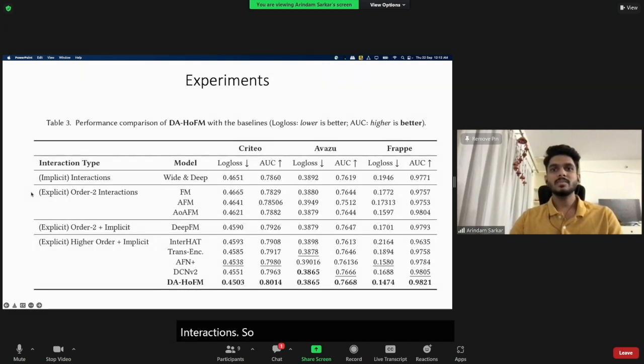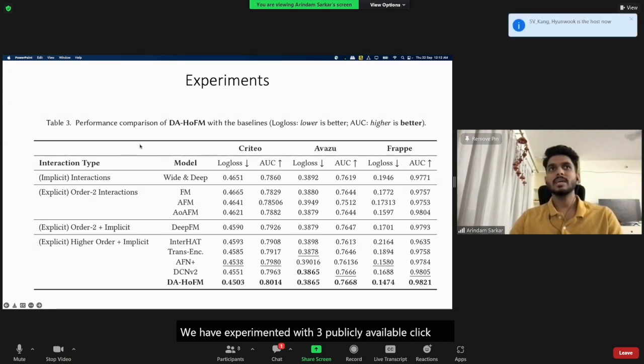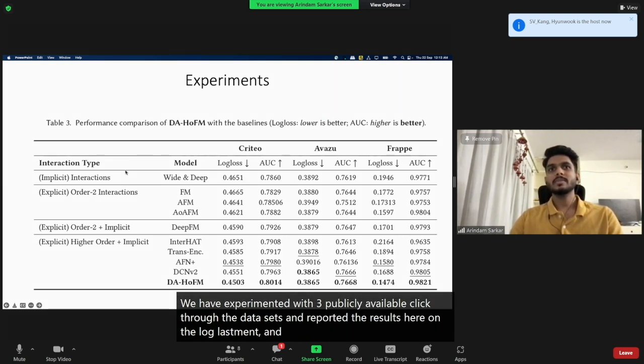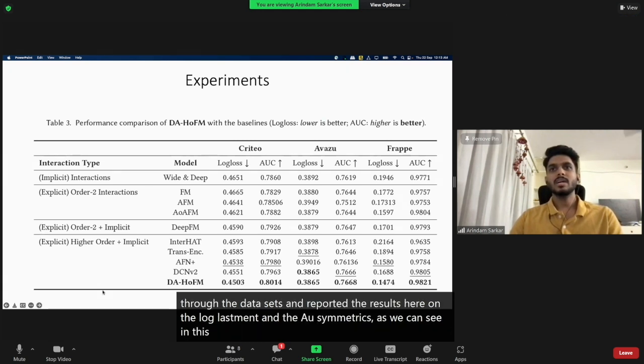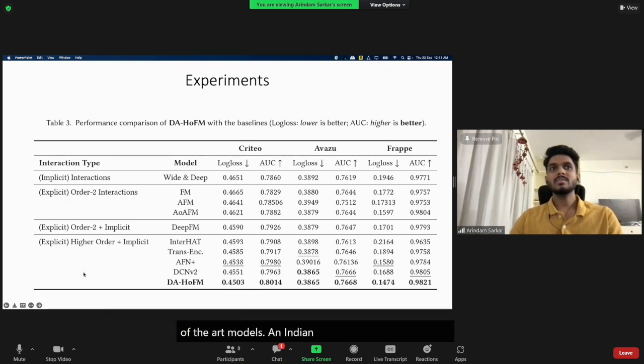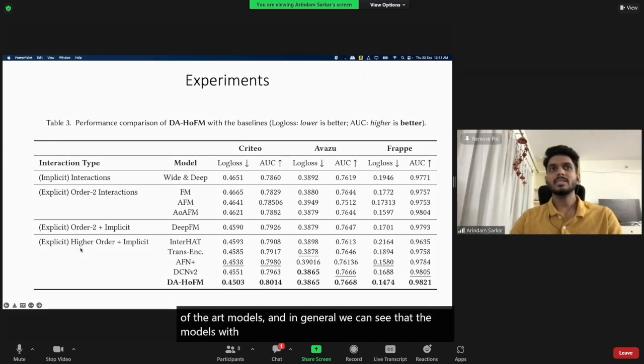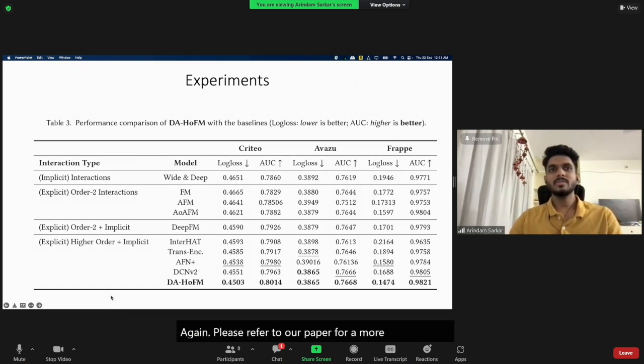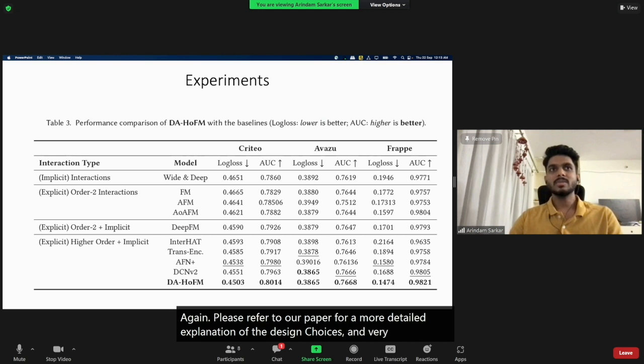So in this table, we show the primary results of our experiments. We have experimented with 3 publicly available click-through rate datasets and reported the results here on the log loss and the AUC metrics. As we can see in this table, our model outperforms the baseline state-of-the-art models, and in general we can see that the models with higher order interactions outperform the ones with just order 2 interactions. Again, please refer to our paper for a more detailed explanation of the design choices and various ablation studies.